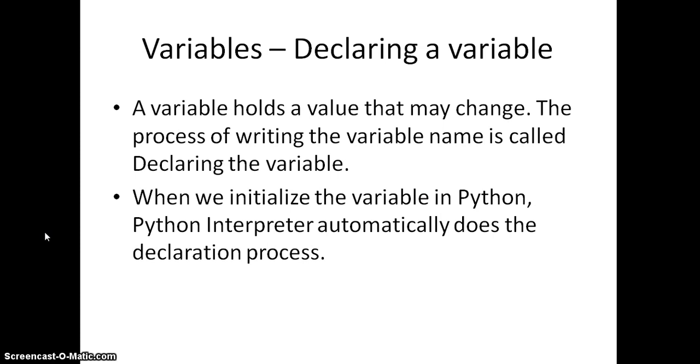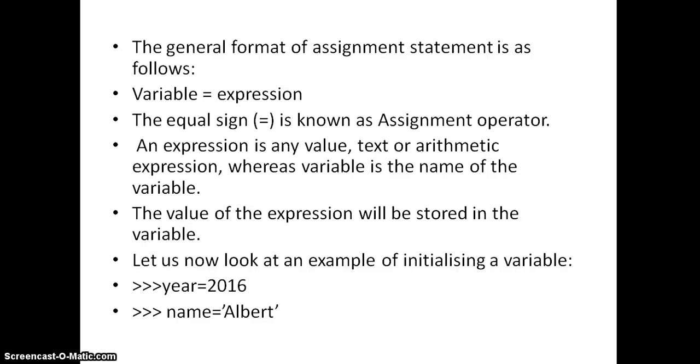And then come the variables. How to declare a variable? A variable holds a value that may change. The process of writing the variable name is called declaring the variable. Say for example, if I am writing x equal to 5, then x is the variable name. When we initialize the variable in Python, the Python interpreter automatically does the declaration process. So whenever we initialize, the declaration is also completed.